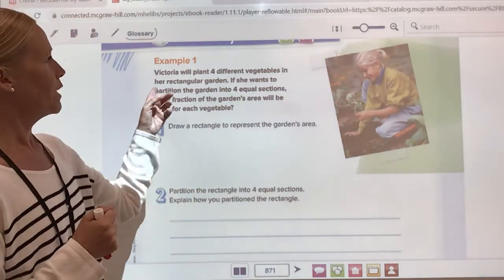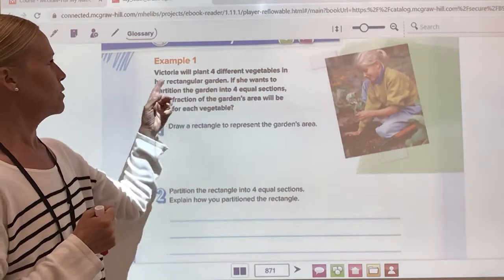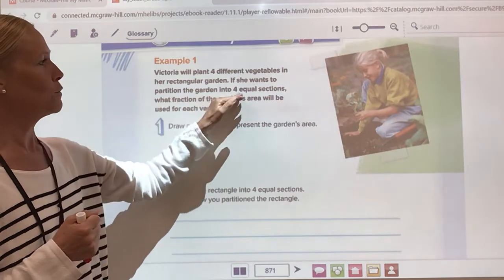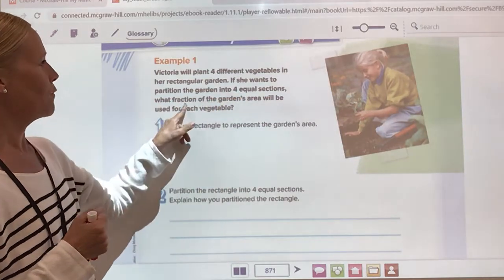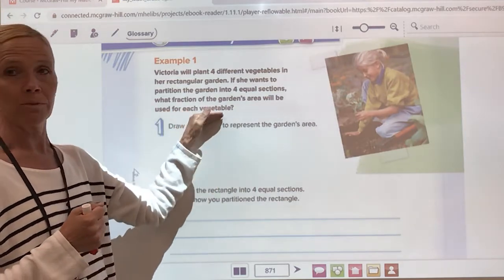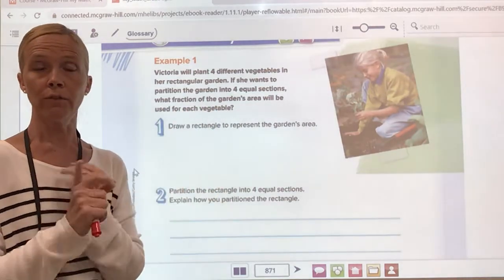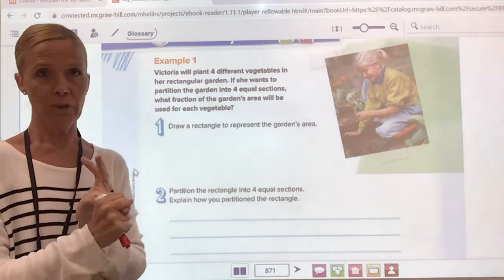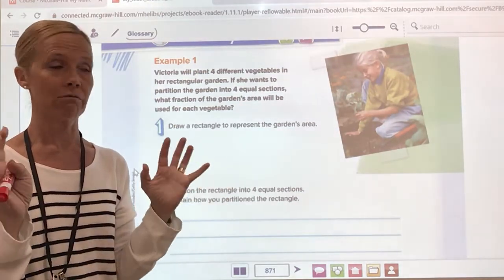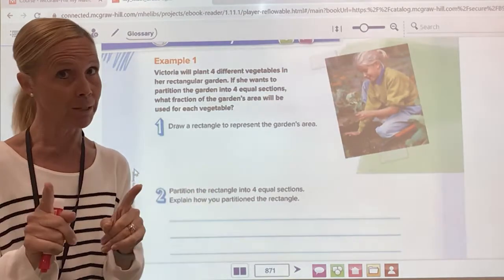It says, Victoria will plant 4 different vegetables in her rectangular garden. If she wants to partition the garden into 4 equal sections, what fraction of the garden's area will be used for each vegetable? Okay, so we know she has 4 different vegetables, and she wants each vegetable to have its own section in her rectangular garden. And she wants each section to be equal.